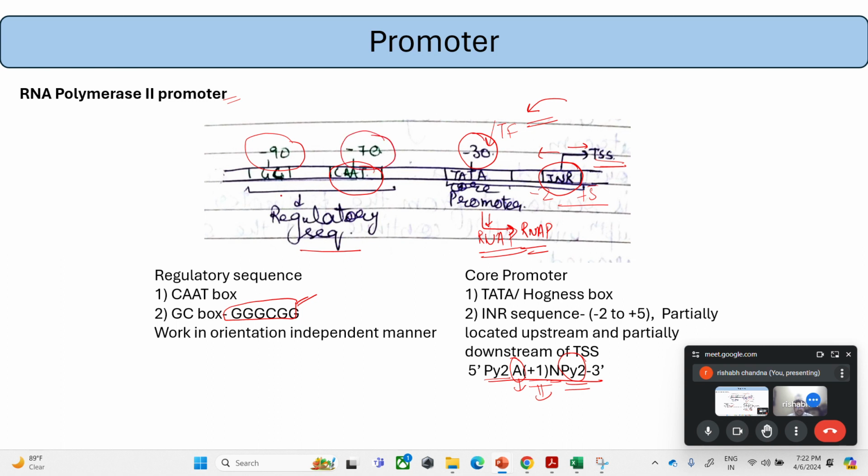And these three sequences work in an orientation independent manner, meaning that these sequences might be present interchangeably, like the CAAT sequence is present in place of the GC sequence or vice versa, or either of the sequences can be present and either of the sequences can be absent. So in both ways it can work. These are part of the regulatory sequence. So this was the major thing about the RNA polymerase 2 promoter.